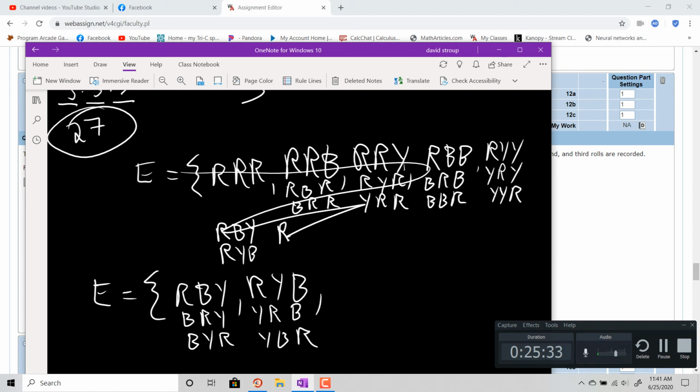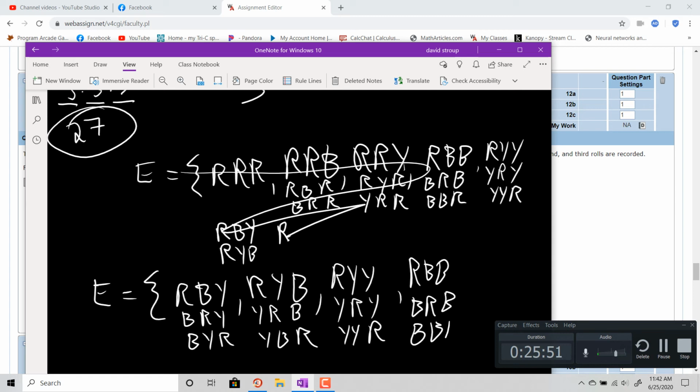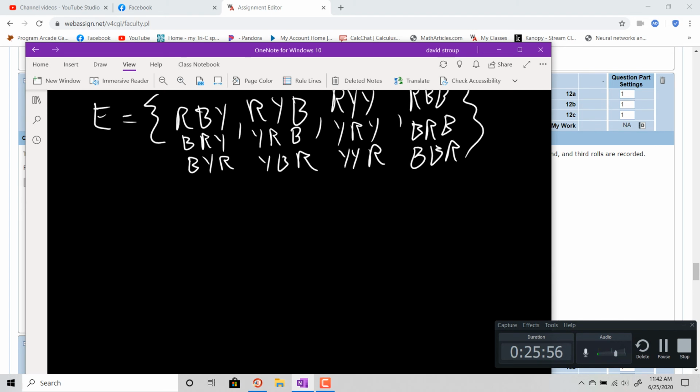So exactly one. No, we need the red, yellow, yellows and all their versions: yellow, red, yellow; yellow, yellow, red; and then we need the red, blue, blue; blue, red, blue; blue, blue, red. 1, 2, 3, 4, 5, 6, 7, 8, 9 out of 27. So the probability of that particular event of getting exactly one red is 9 over 27, which is 1 out of 3.